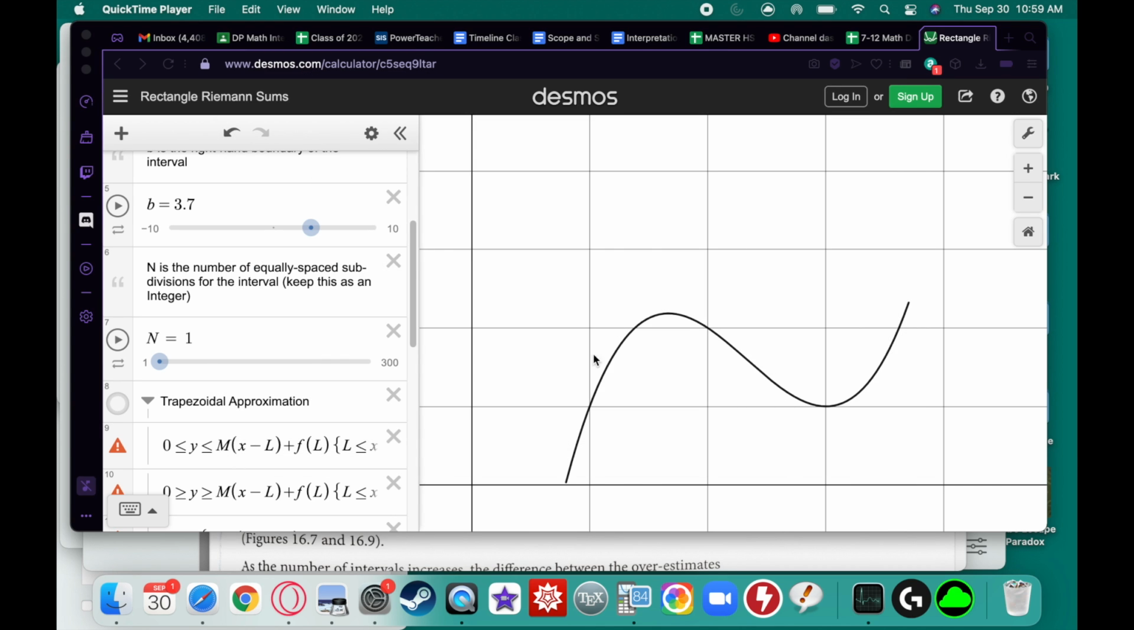So now we're beginning chapter 16-2, and this is where we're going to take the idea of an antiderivative or an integral to the next level.